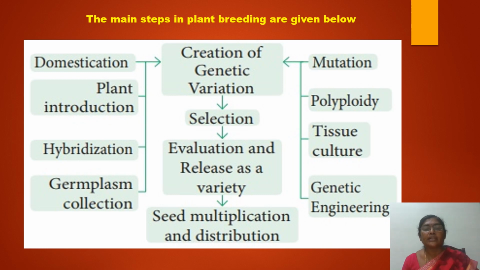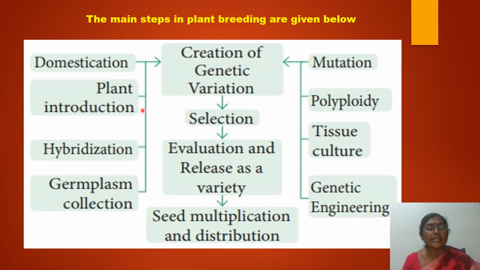The main steps in plant breeding are given below. The following are the main steps to do the plant breeding work. First one, domestication, through which the creation of genetic variation. The genetic variation may also be brought through mutation.